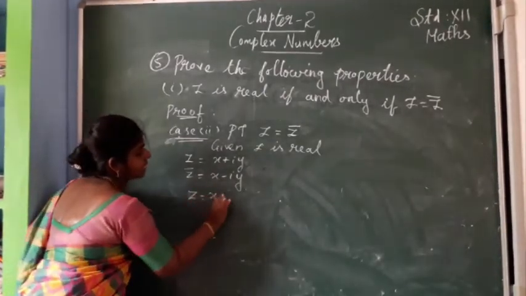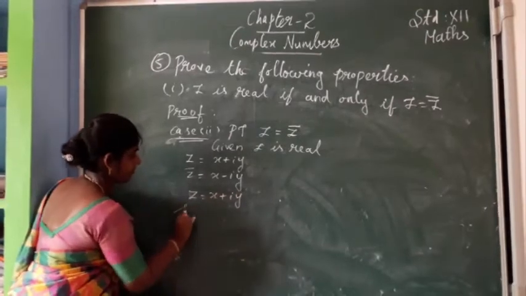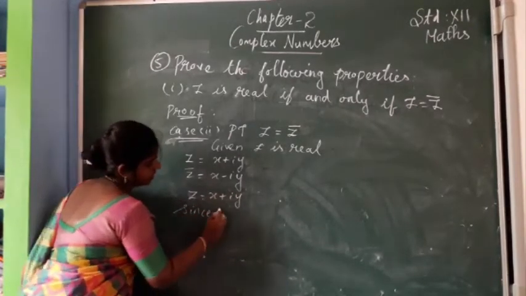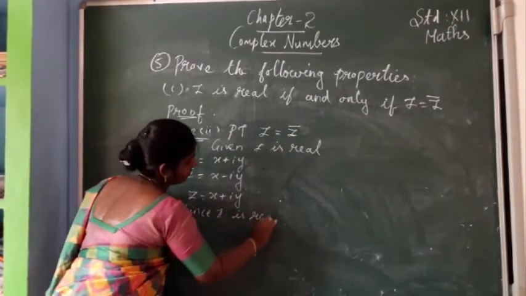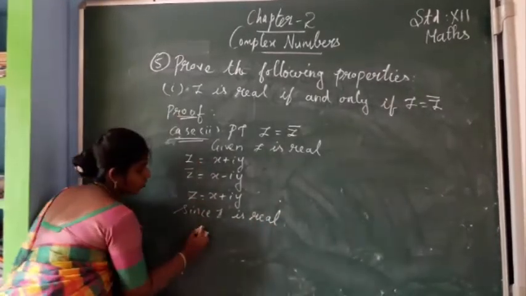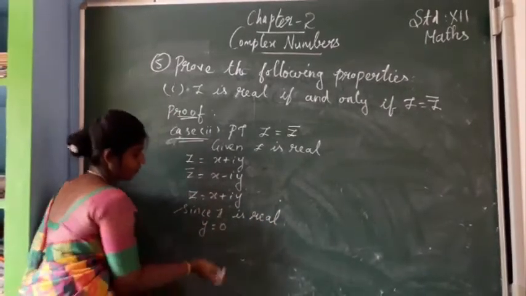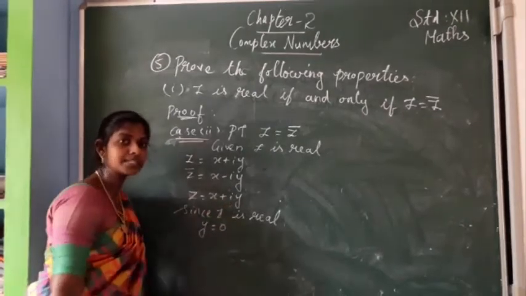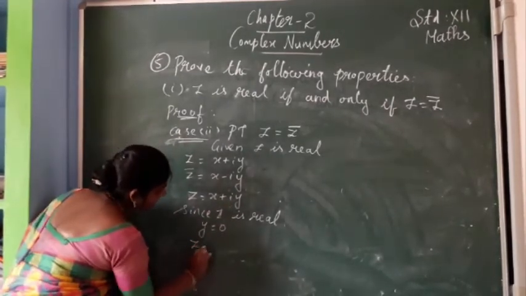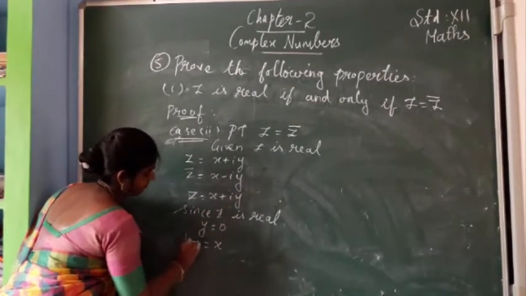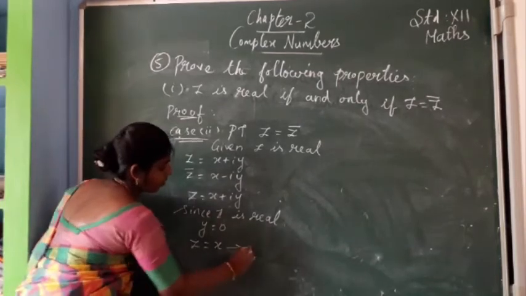We can take the first part. z equal to x plus iy. Here z is real, so y value is equal to 0. z is real means y value is 0. So z equal to x. Take this as equation 1.